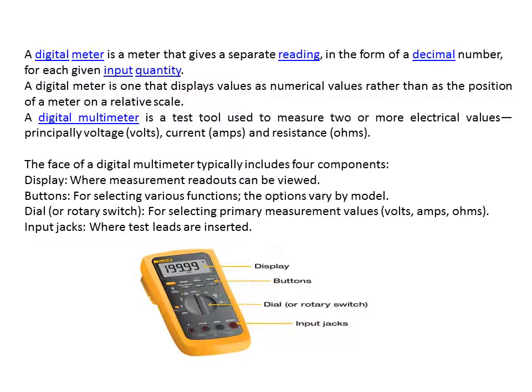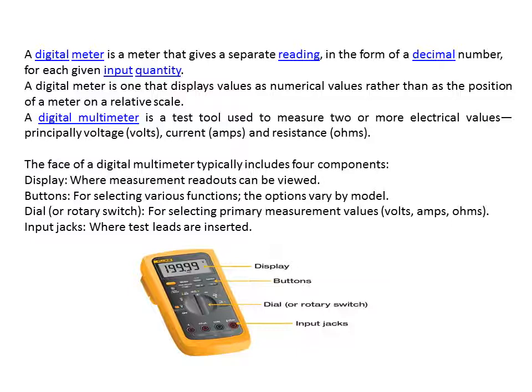Now, we will see the digital meter. A digital meter is a meter that gives a separate reading in the form of a decimal number for each given input quantity. A digital meter is one that displays values as numerical values rather than the position of a pointer on a relative scale. It displays the values in the form of numerical values, in the form of decimal numbers.